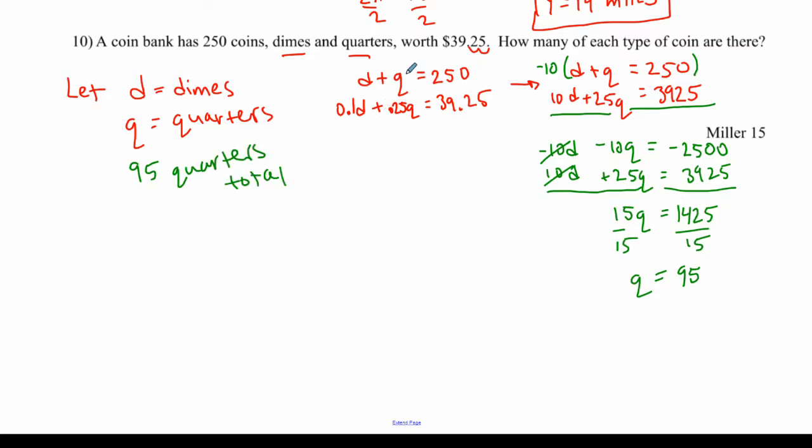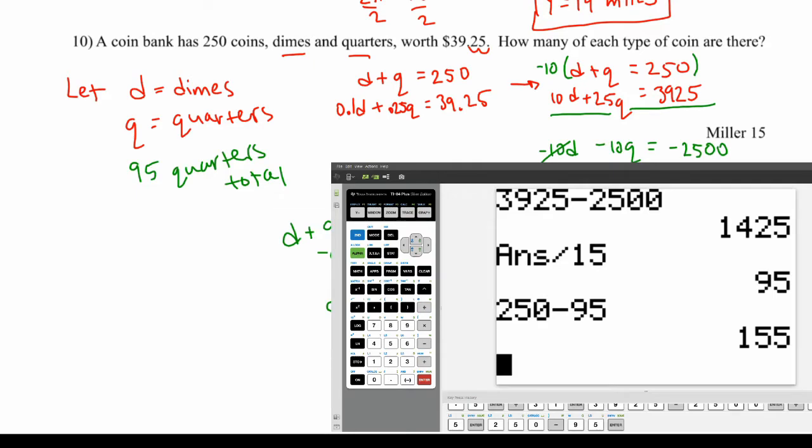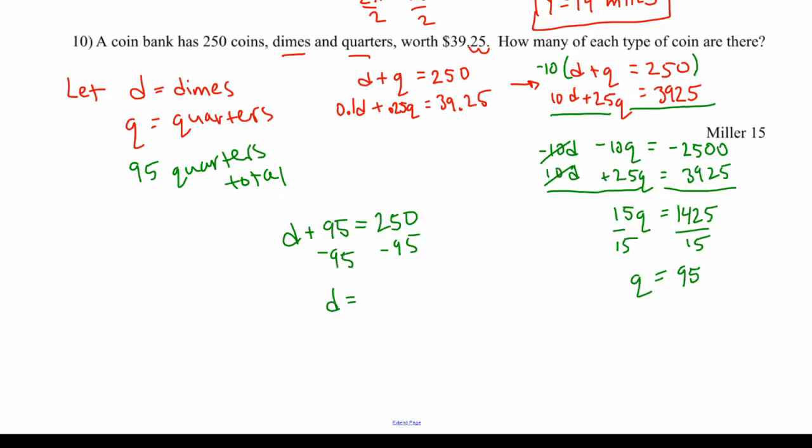For the number of dimes, we know that they add up to 250, so D plus 95 equals 250. Subtract 95 from both sides. So 250 minus 95, 155. So we have 155 dimes.